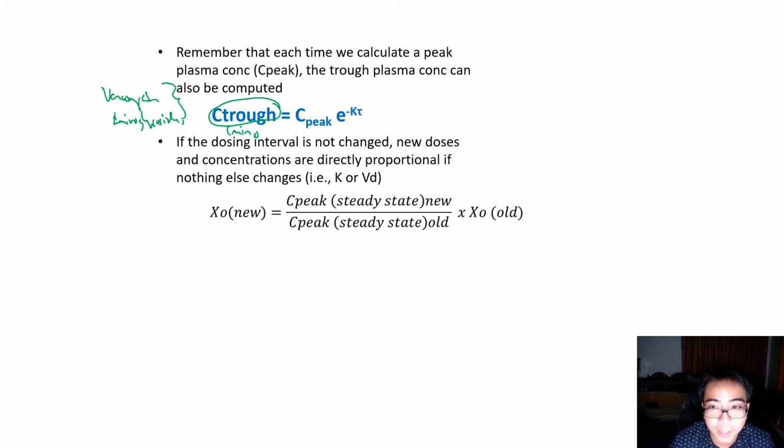Ito yung magiging equation. So, the desired dose will be based on the desired C peak na gusto mo ma-reach. This is the desired CPSS mo. Tapos, ito yung actual CPSS na nakuha mo by processing the patient's blood. Okay, then just multiply it to the old dose. Okay? So, are we clear with that?